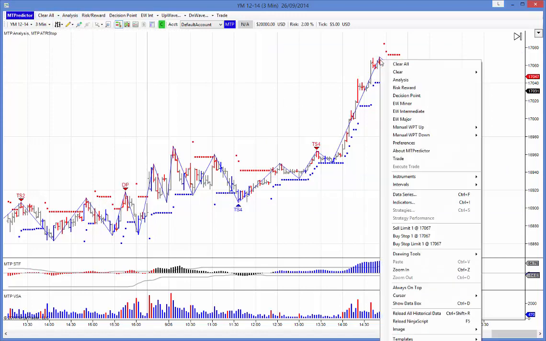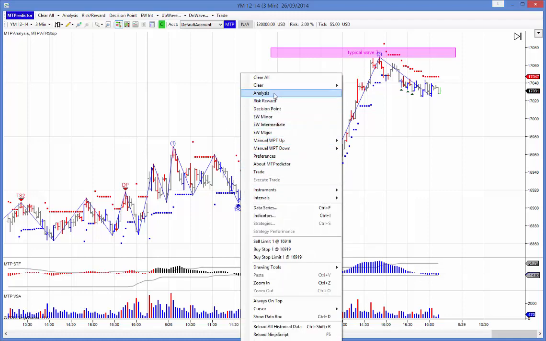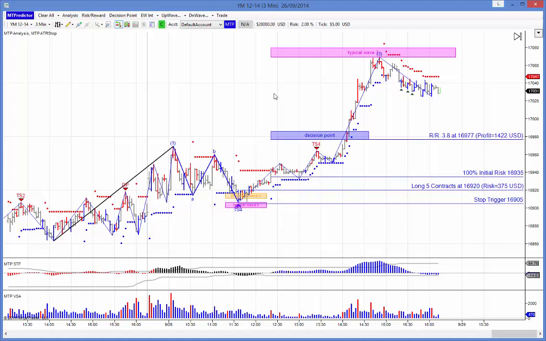If I right mouse click as the market went up to this high and I do Elliott wave major, our automatic tools and the software found this exact same swing. In other words, there's the wave 1, there's the wave 2, up into the wave 3 there, with the high right of the typical wave 3 WPT. So hopefully this has been a good short video to show you how to take MTPredictor to the higher levels.